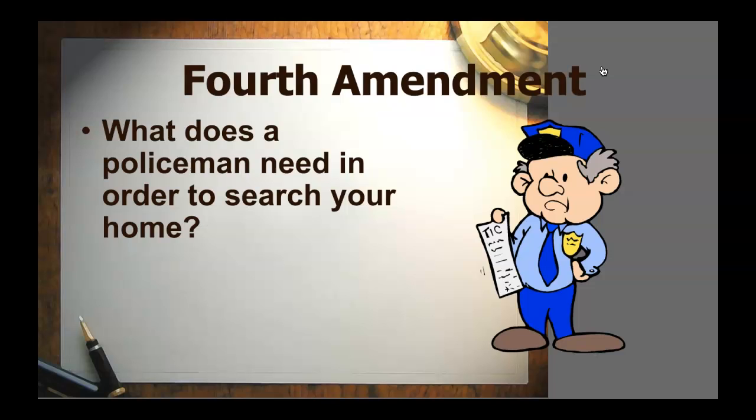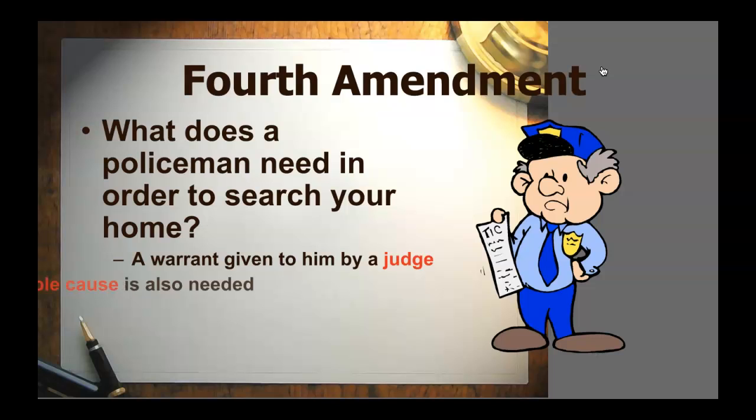Also, in regards to the Fourth Amendment, think about this. What does a policeman need in order to search your home? To elaborate a little bit more, a warrant given him by a judge is really important. There can be all types of legal trouble if there's not a warrant given and used. Probable cause is also needed too. Keep in mind, if these two things are not present, this could result in trouble for the law enforcement official and or other people involved.